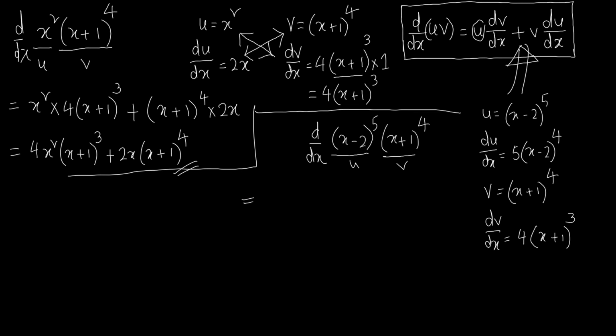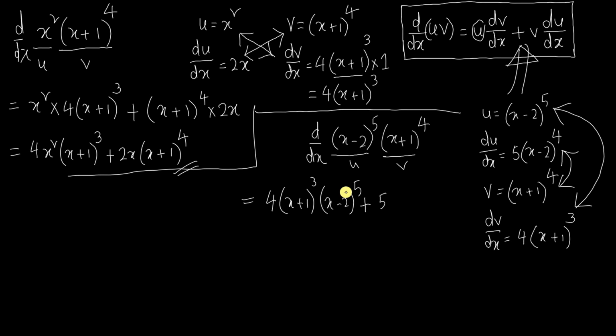According to the previous question, the way we did u into dv by dx, we need to multiply this and that term, which we can write as 4 into (x plus 1) to the power 3 first, then the other part (x minus 2) to the power 5, then plus v into du by dx, so we need to multiply the middle two, which we can write as 5 first, then (x minus 2) to the power 4, and the other part is (x plus 1).